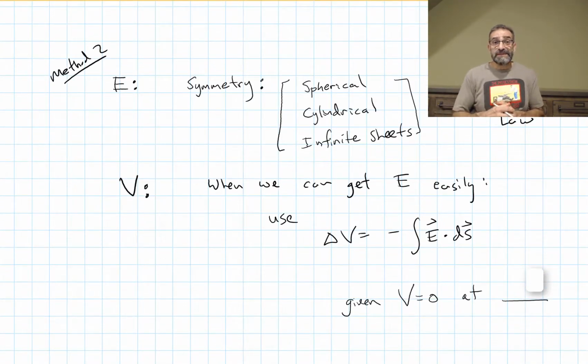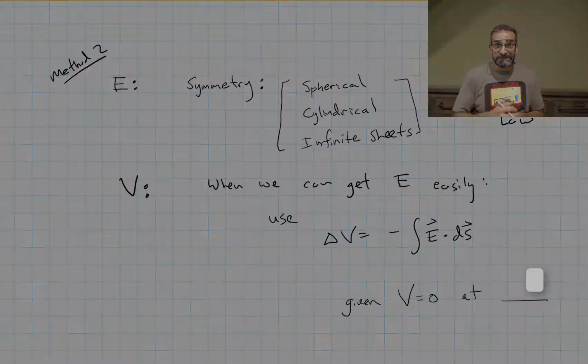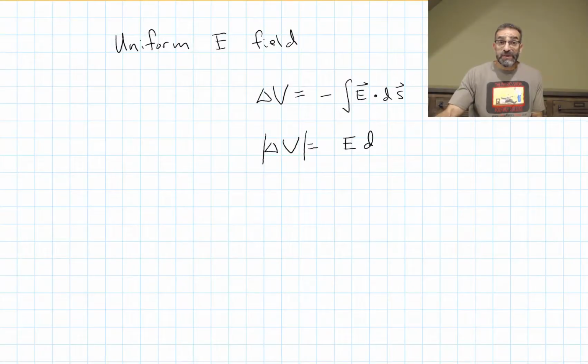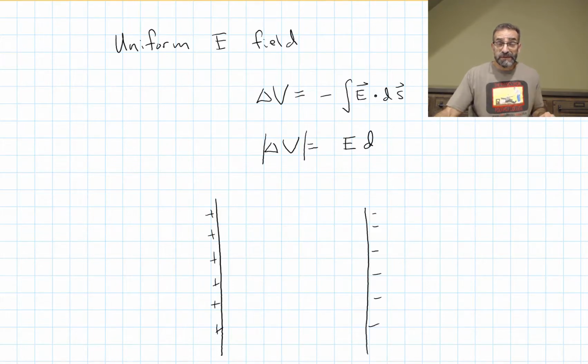Of course, that only gives you a potential difference. So you'd have to be given where the potential is zero. Then you can start at that location and work your way in or out and find the potential everywhere with respect to the zero that was given in the problem. In the case where we have a uniform electric field, a constant electric field, this integral just becomes the electric field times the distance. How do we create a uniform electric field?